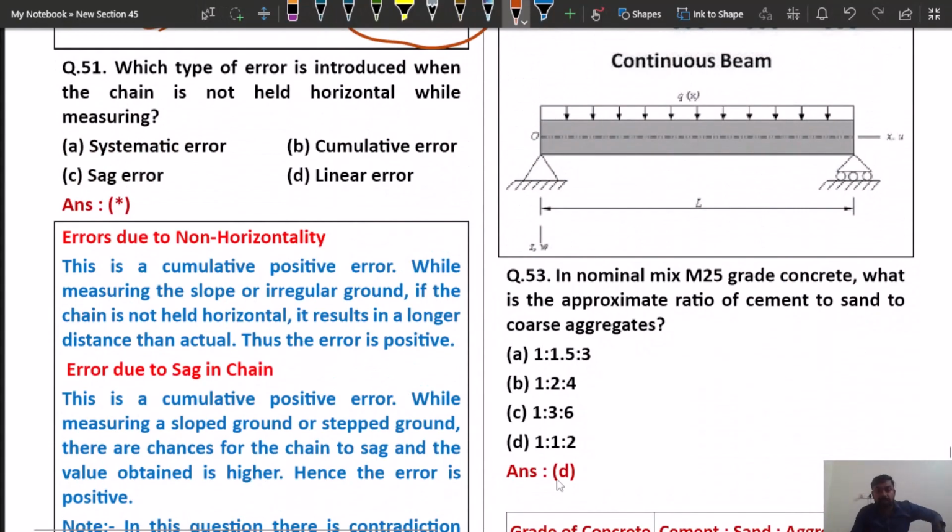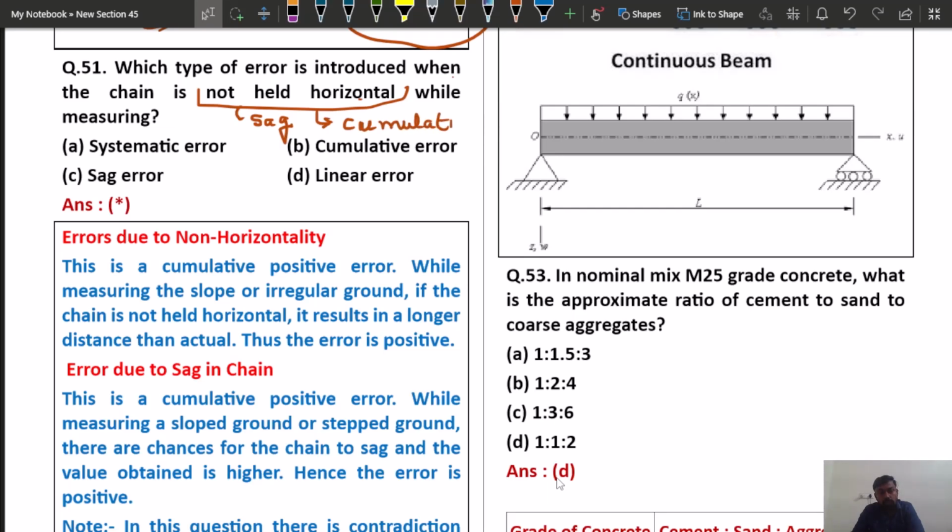Which type of error is introduced when the chain is not held horizontally? So when the chain is not held horizontally, there will be sag. This will also be a cumulative error. Sag is also a cumulative error.